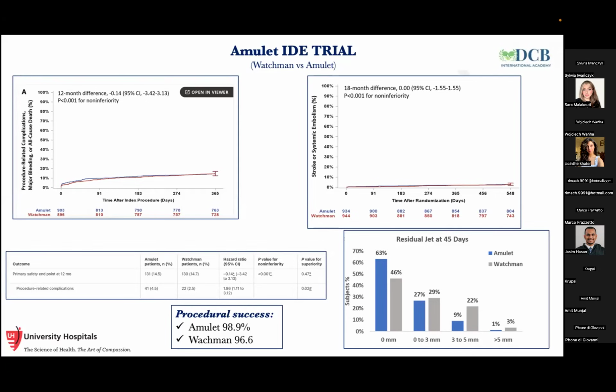The residual jet at 45 days does not depend on the size of the leak: 0 millimeters, 0 to 3, 3 to 5, or more than 5 millimeters. The AMULET always performs better than the Watchman. And in this trial, the procedural success was very high, 99% for AMULET and 97% for the Watchman.